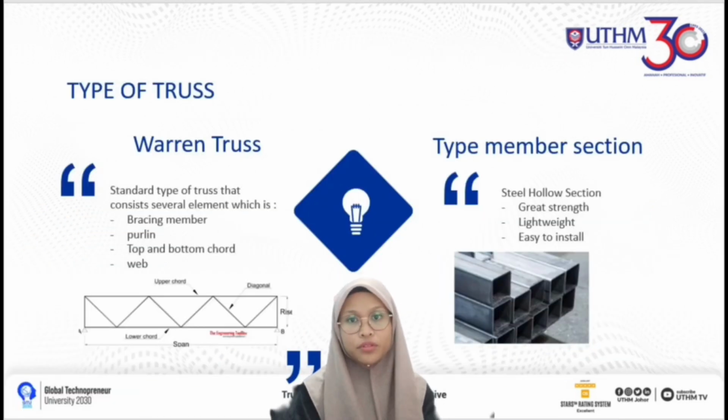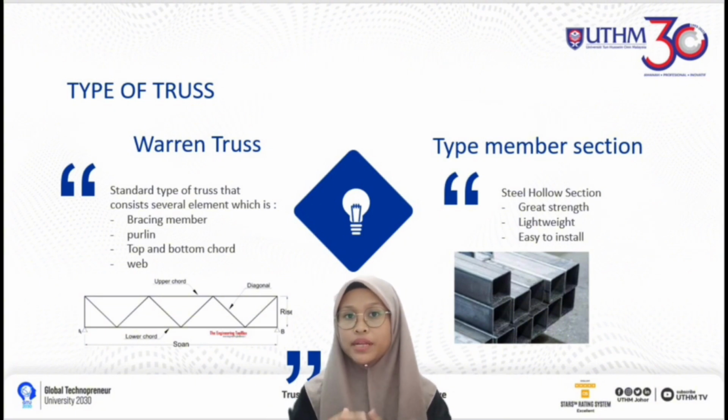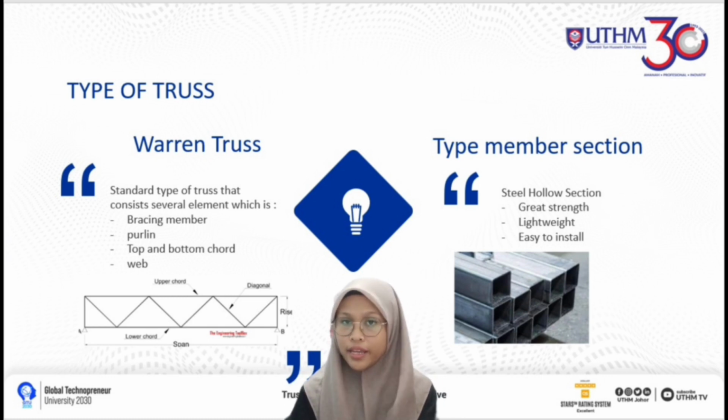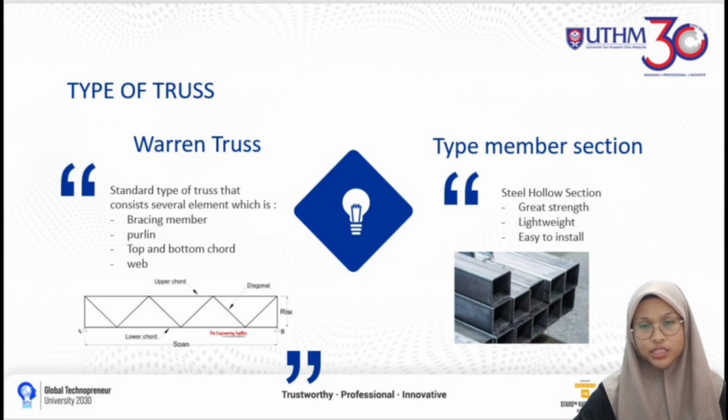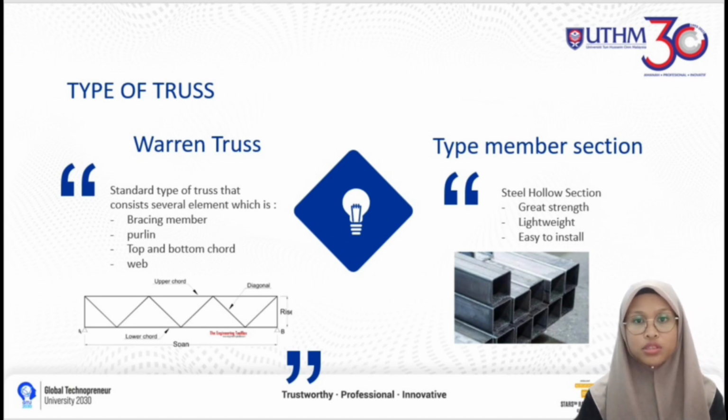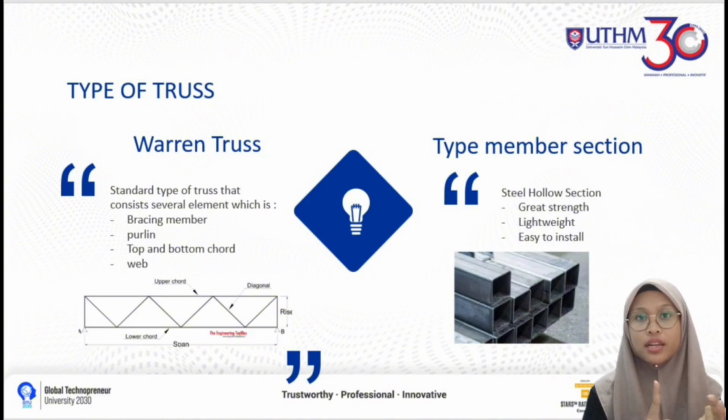Next, the type of truss used is Warren truss. This is the standard type of the truss that consists several elements which are pressing members, purlins, top and bottom cords, and web. The steel hollow sections will be chosen for the type of the truss member. This is because steel hollow section provide great strength, lightweight materials, and easy to install.